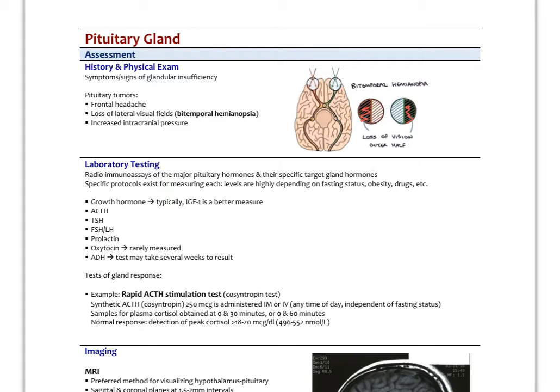Again, in large tumors, we might see problems with increased intracranial pressure. And so cerebrospinal fluid pressure goes up, and that can lead to headaches, and in very severe cases nausea, vomiting, papilledema, those kinds of findings. So that would be our history and physical exam.